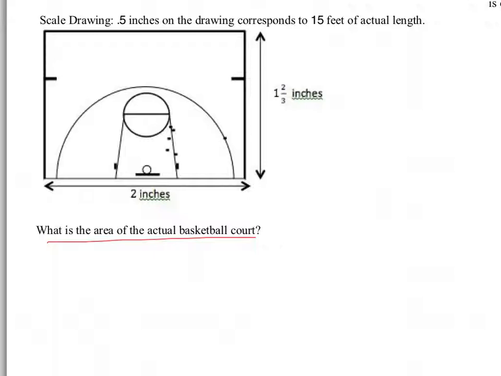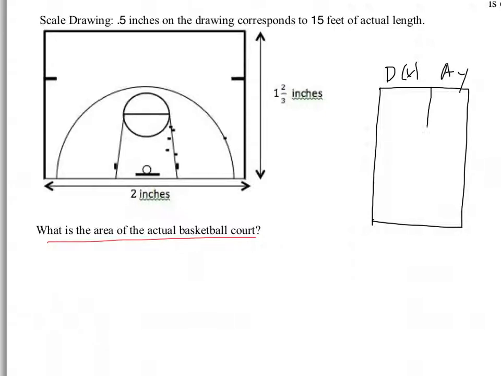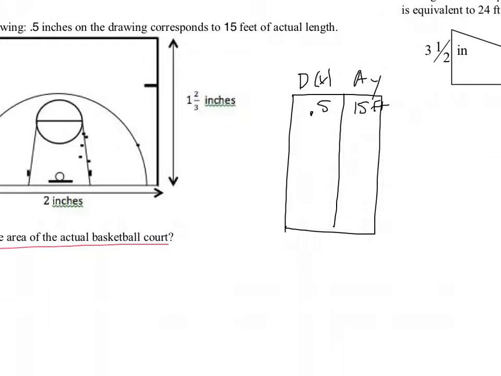And so we're going to start over here with our chart. So this is my drawing x, and this is my actual y. We know on the drawing 0.5 inches is equal to 15 feet. So I need to find my y over my x. y over x is 15 over 0.5. And that's going to tell me that my equation here is y is equal to 30x.